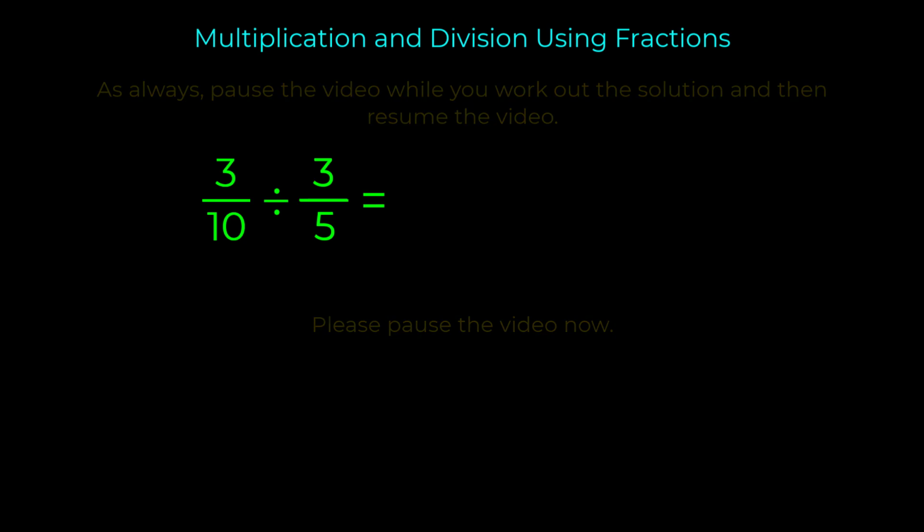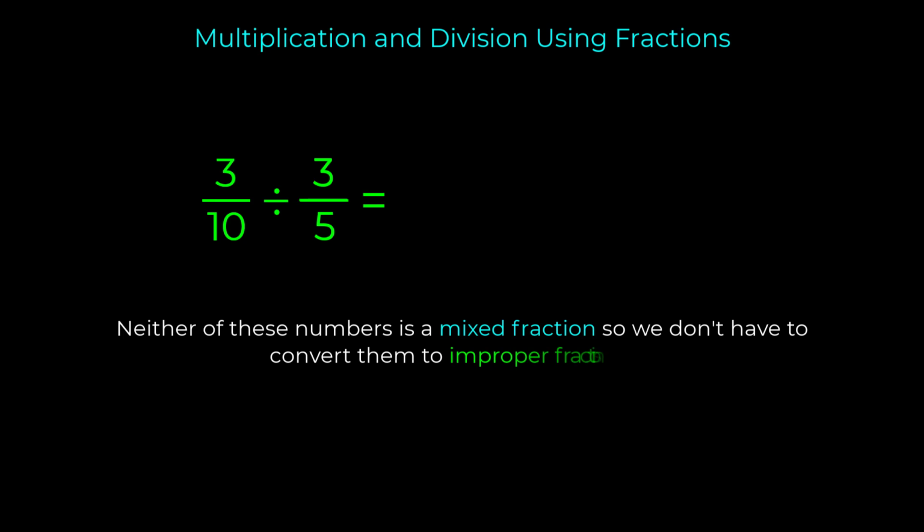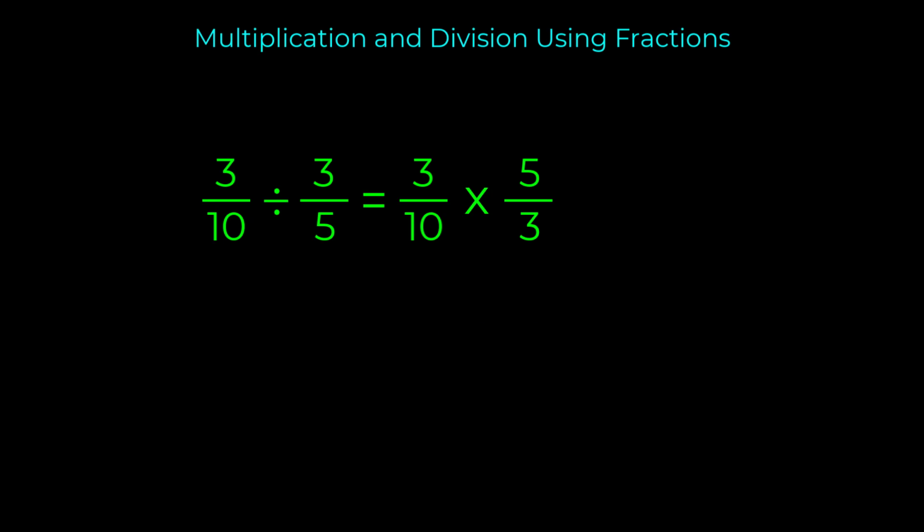Let's go over the answer. Neither of these numbers is a mixed fraction, so we don't have to worry about converting them to improper fractions. We can simply flip 3 over 5 to its reciprocal of 5 over 3, and then multiply the fractions together. I notice that both the numerator and denominator have a common factor of 3, so I can cancel the 3 in both locations. I also notice that 10 can be replaced by the equivalent expression of 2 times 5. When I make that replacement, I have a 5 in both the numerator and denominator that I can factor out.